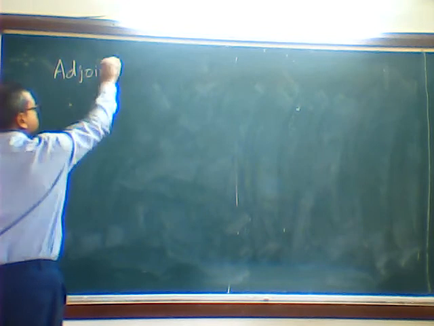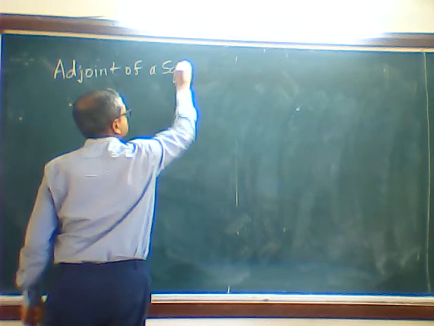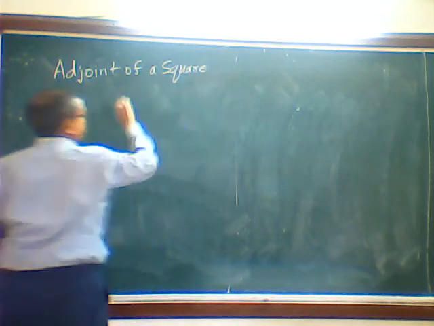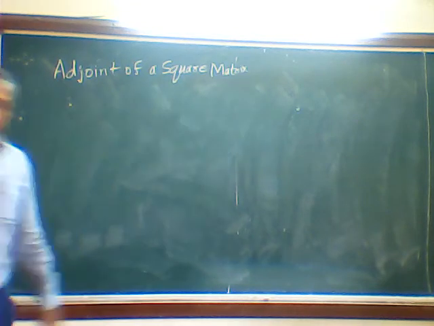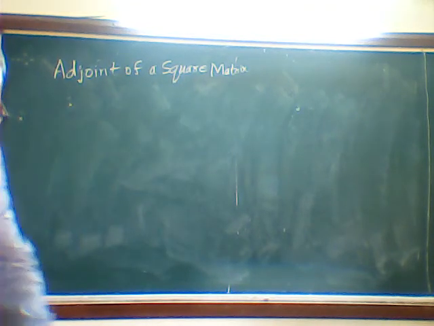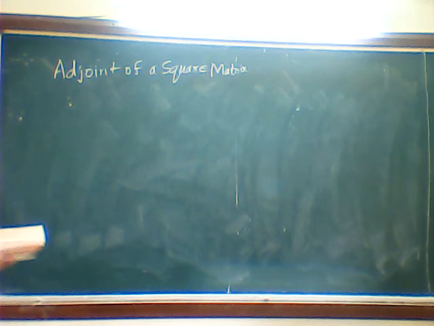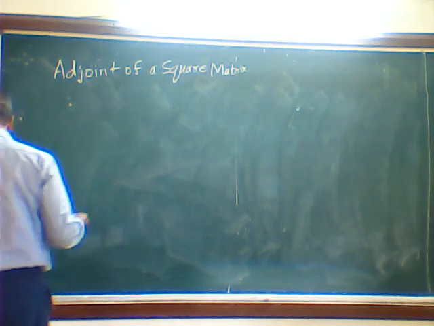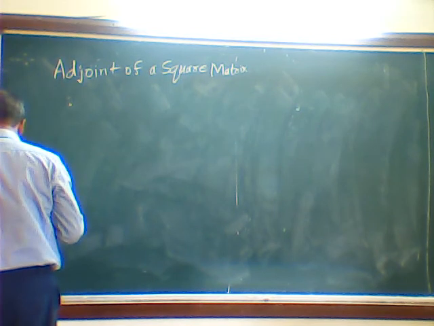And next is adjoint of a square matrix. Adjoint of a square matrix. Thus, adjoint of A is defined to be the transpose of the matrix formed by the corresponding cofactors.